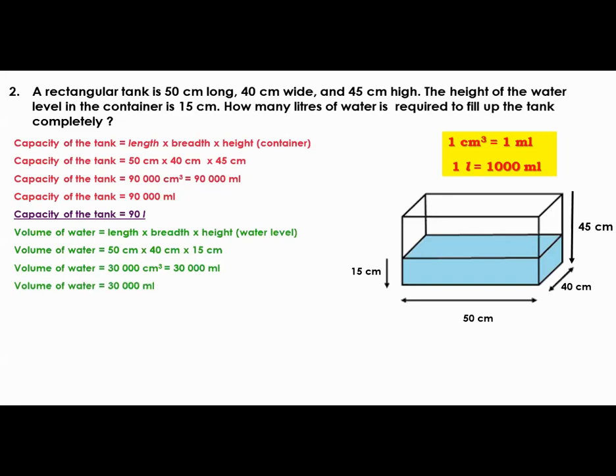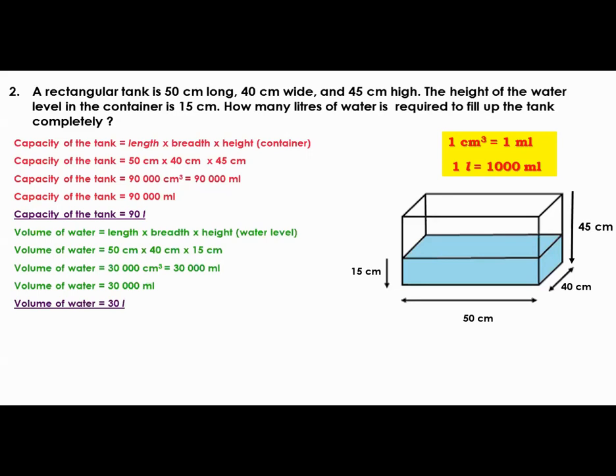But again, we want to convert this quantity into liters. For that, we are going to divide 30,000 by 1,000. So the volume of water is equal to 30 liters.